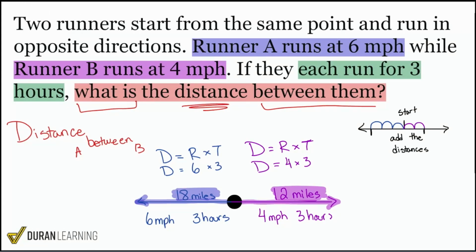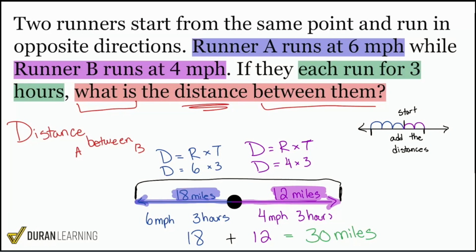Runner A went 18 miles this way. Runner B went 12 miles that way. So if we want to go all the way from here to all the way over here, we have to add it together. We'll add the 18 miles from this with the 12 miles from this so we can get the entire distance, which is going to be 18 plus 12. And that, everyone, is going to give us what? Correct. That will give us 30 miles. That is how far apart they are.